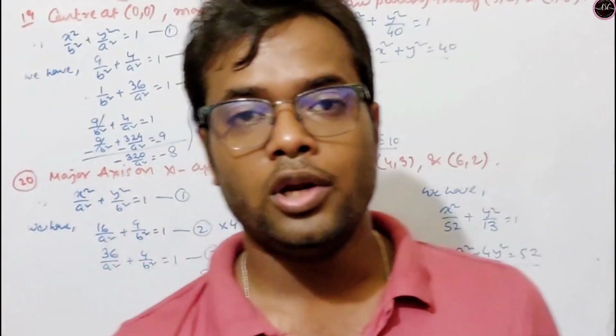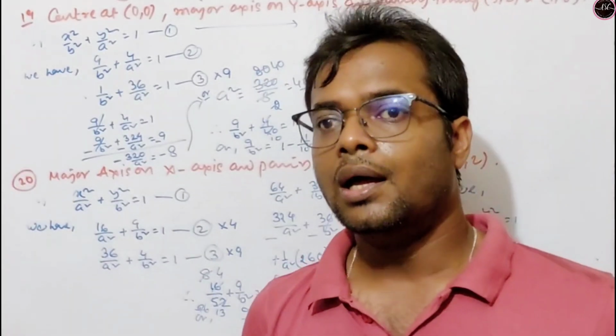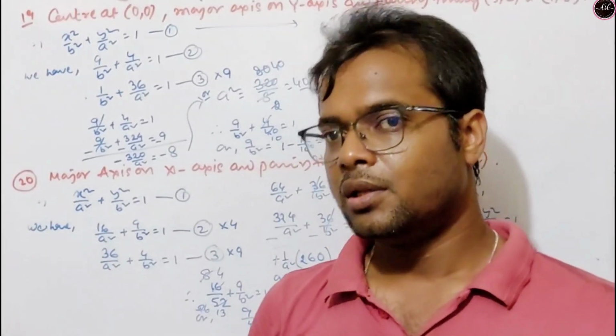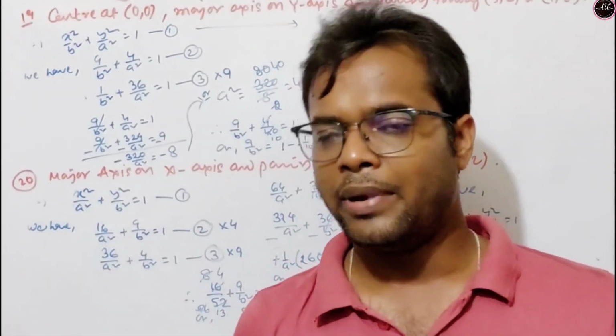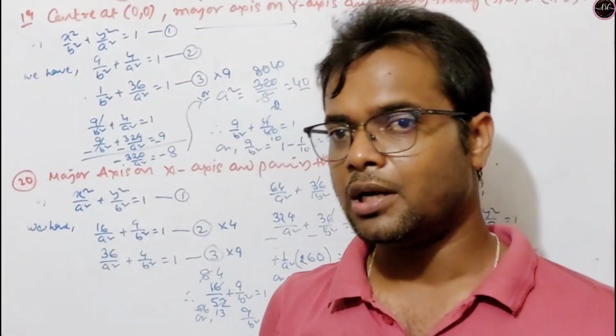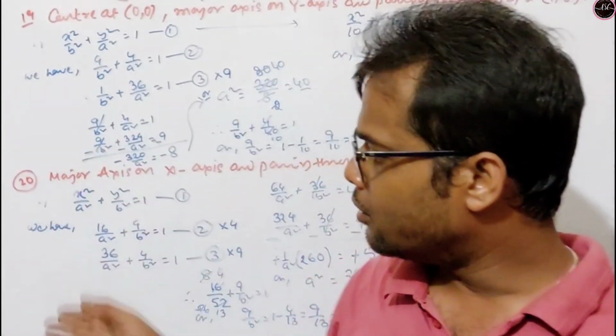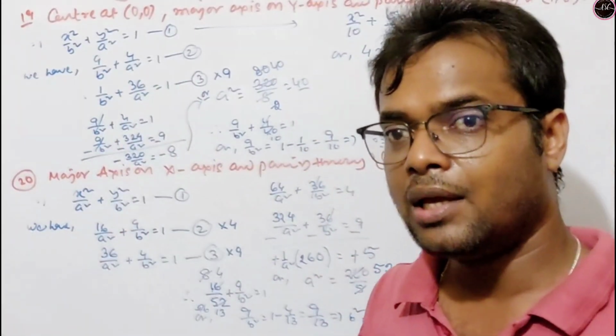That's all for today's class. We have learned the ellipse in this chapter, and previously we have covered the circle and the parabola of this conic section chapter. If you haven't watched the previous video, please watch that video, and practice all of the things we have covered in this class.